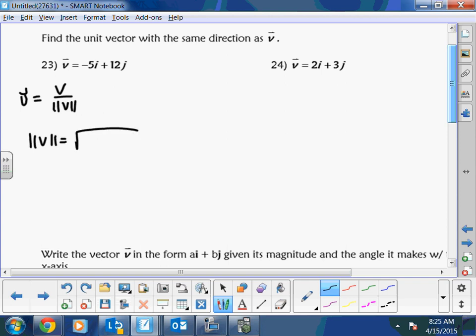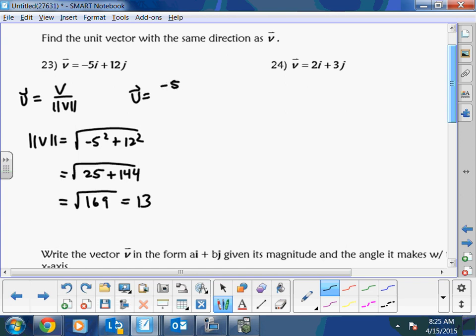So in this case, we'll have negative 5 squared plus 12 squared, 25 plus 144. We'll get 169, which means you get 13. So really the unit vector on this one is going to be negative 5i over 13 plus 12j over 13. Because remember, all we do afterwards, this is just ai plus bj, and you apply the magnitude under each one. So this one is good. That's not much of a problem. Actually, what made this one easy is that we're not given a square root.